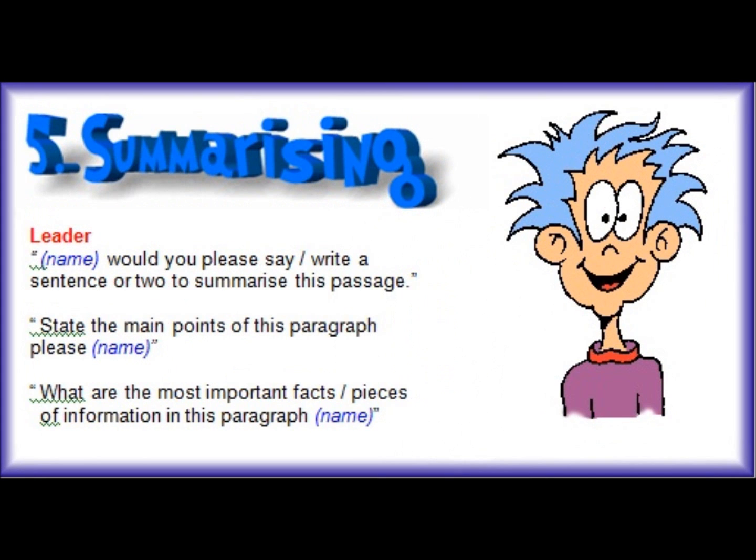Step 5 is summarising. This is just another way that as a teacher you can assess and determine the comprehension that's happened from reading the text. You could ask students to summarise what they've just read. You could ask them to summarise various points, highlight particular pieces of information they found relevant, etc.